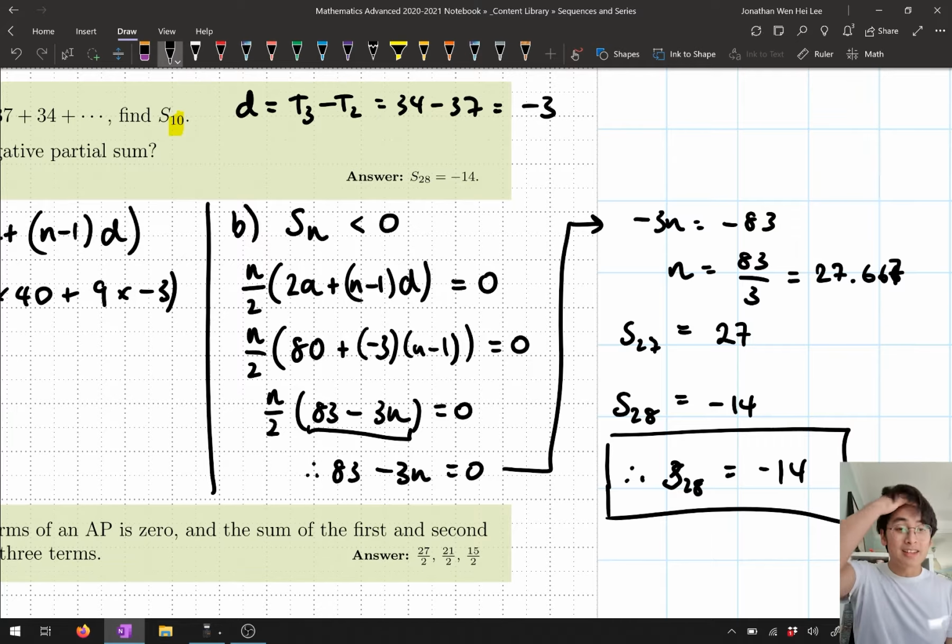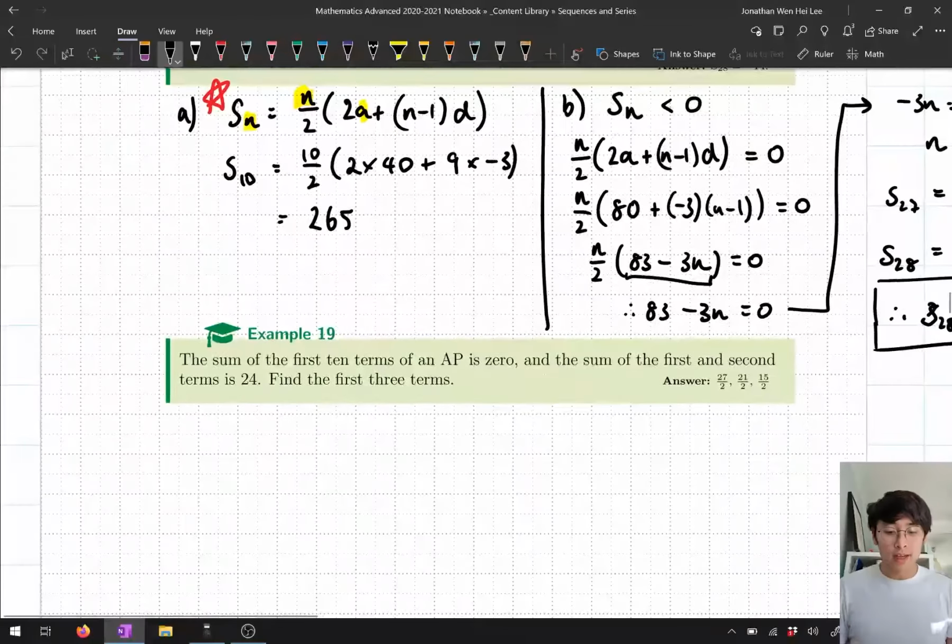Okay. So that's how we can apply this formula to also do similar questions that we normally dealt with in arithmetic progressions when finding the first negative term. We can also do the same for our first negative partial sum, for example. Okay, let's have a look at this next example.